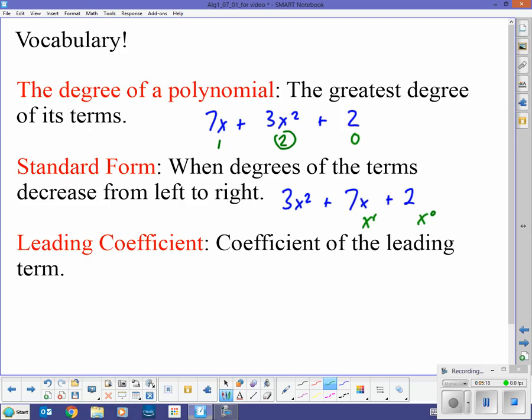Lastly on this page, the leading coefficient. It's the coefficient of the leading term. So in our example, 3x squared plus 7x plus 2, when the polynomial is in standard form, whichever coefficient is first, that is the leading coefficient. In this case, the 3. If you need to pause this to get this into your notes, do so now, and I'll meet you on the next screen.